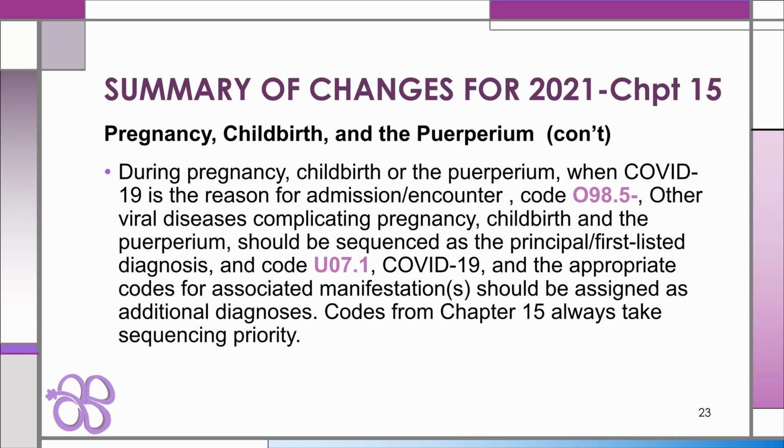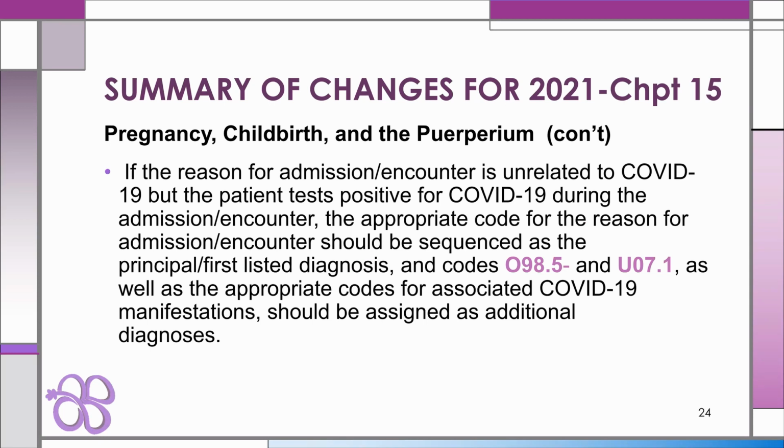So for the COVID diagnosis, you put O98.51 first. So COVID goes first now. Previously it would be respiratory failure, and then COVID. Now it's COVID. So you can go down to the next slide, right? And 25. That's what those slides are about.